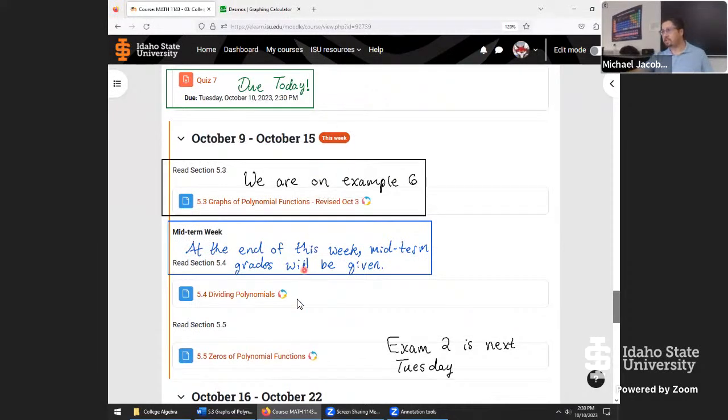So we have our seventh quiz that's due today. And this week, we're getting through these three different sections here. We're nearly done with section 5.3. 5.4 is very, very short. And so we might end up on 5.5 today, but as usual, we're not going to try to rush it. If we have to take extra time completing that section, we'll take that extra time.